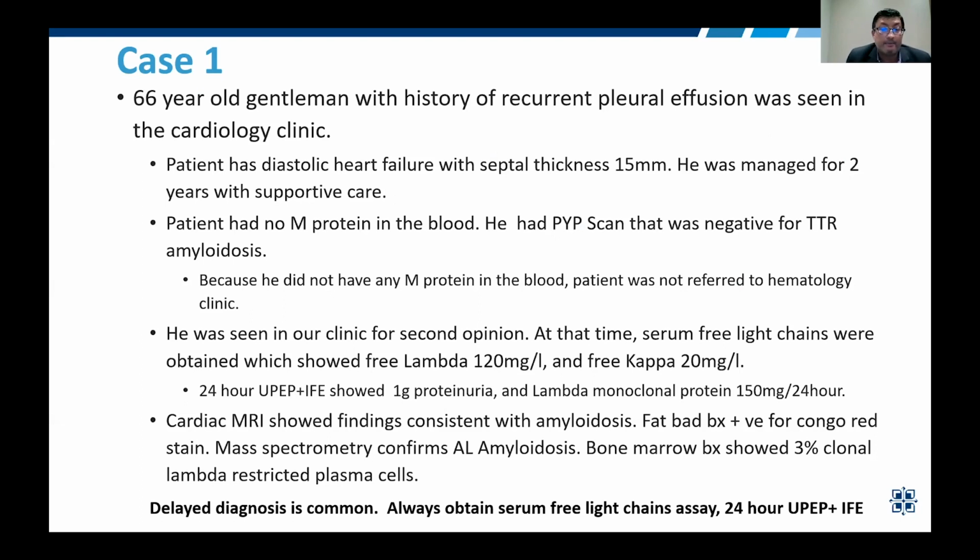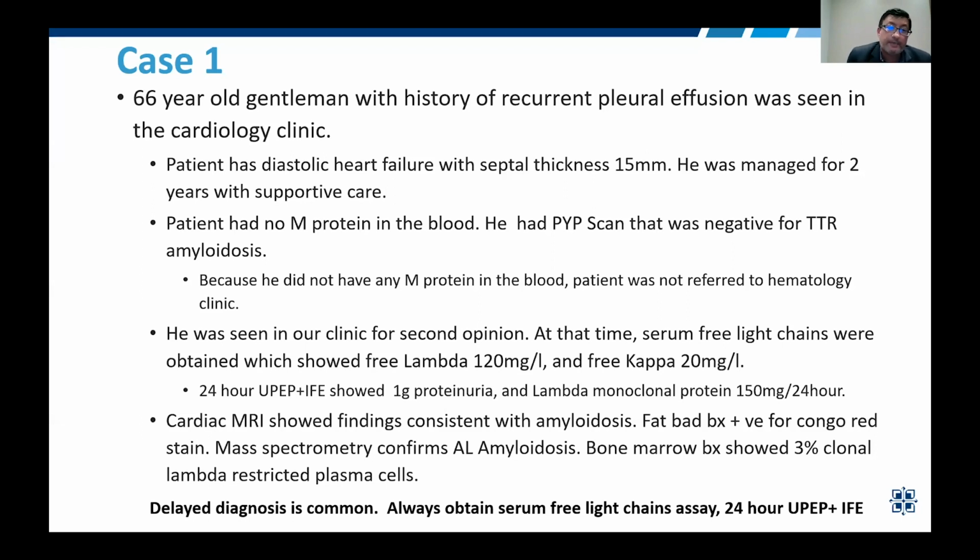And this is the case, I'm sure that a lot of our amyloid doctors have been watching this presentation. This is a very common presentation. Patient had no monoclonal protein in the blood, and I'm glad that the cardiologist thought at that time, and he had a PYP scan that was negative. Patient was reassured at that time, and he said, we do not have amyloidosis, you do not have an M protein, and was not referred to the hematologist.